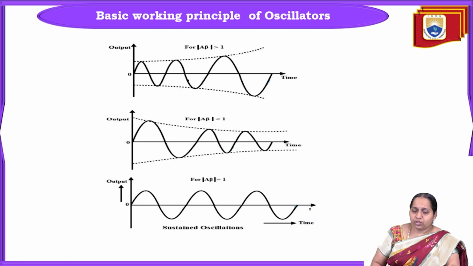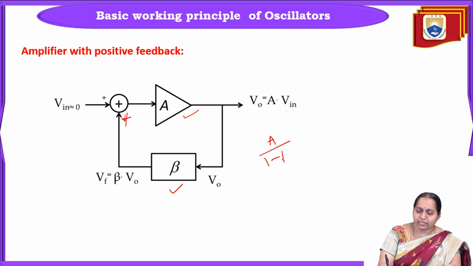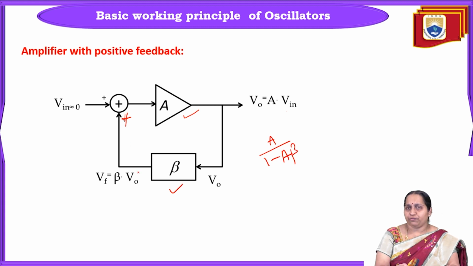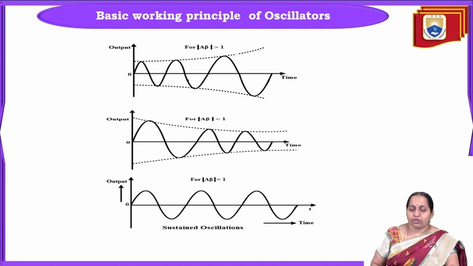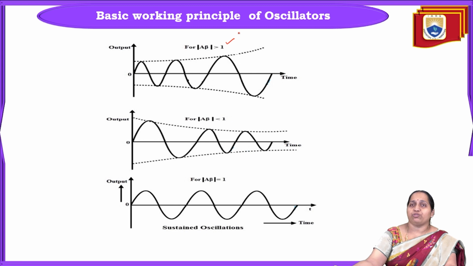What will be the gain of this feedback amplifier now? Since it is positive feedback, the overall gain of the circuit will be given by A by 1 minus A beta. We have various types of oscillators, where oscillations depend upon the value of the modulus of A beta. If the modulus of A beta is greater than 1, then you will have oscillations with increasing amplitude.